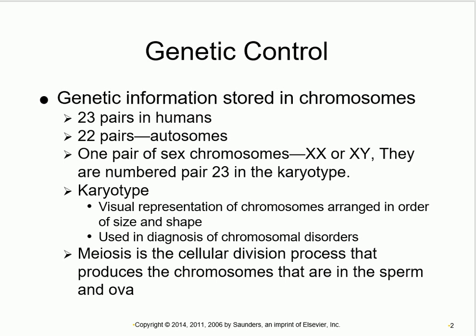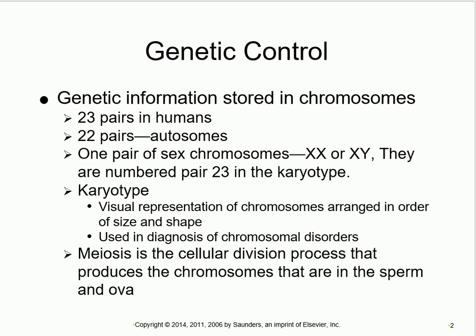Do you remember this? So we have 23 what? 23 pairs. Okay? So it's 46. And one pair of sex chromosomes: males XY, females it's XX.